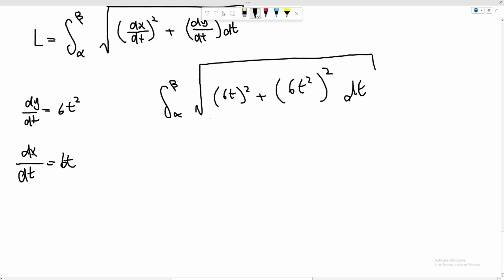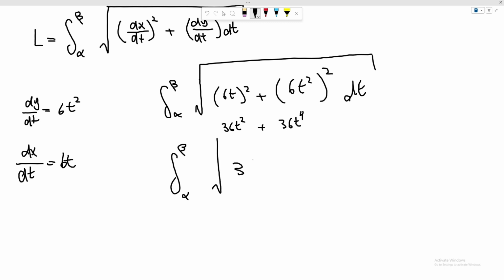Right? Now what we can do here, I'm just going to rewrite the integral. I'm going to rewrite it a couple times actually. And what we can do here, so I'm going to expand. What happens here, this becomes 36 t squared plus 36 t cubed. And now what I could do is I could pull out a 36t. So I'll write in 2 steps.